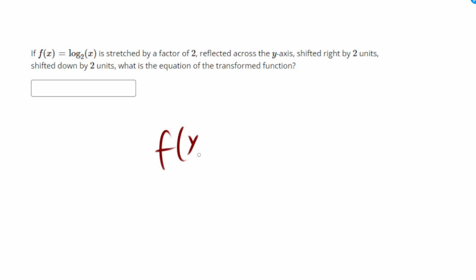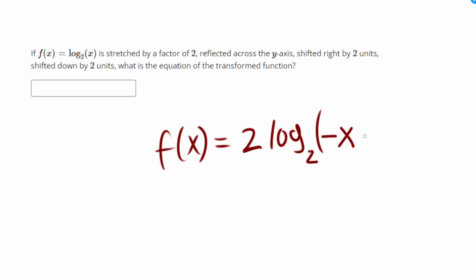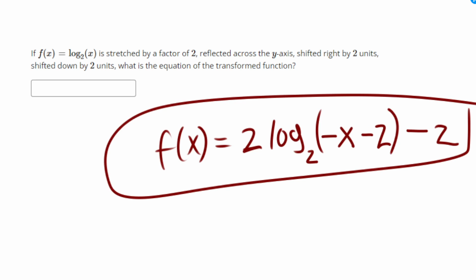Now, this might be really overwhelming to you if you see, oh my goodness, there's so many, but it's actually not that bad. We know that we stretch by 2, so we'll start with a factor of a equals 2. 2 log base 2, because that's our parent graph, of, it is reflected across the y-axis, so we'll do negative x. Shifted right by 2 units, so minus 2, and then shifted down 2 units, so minus 2. Don't forget those parentheses. This is our new transformed function.